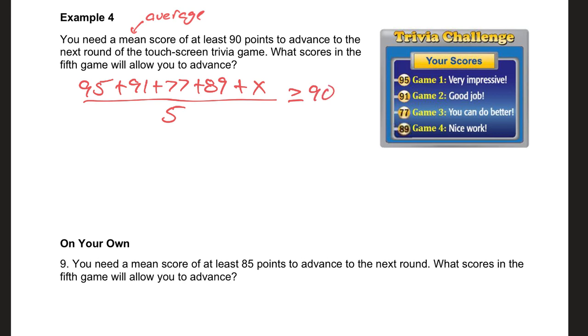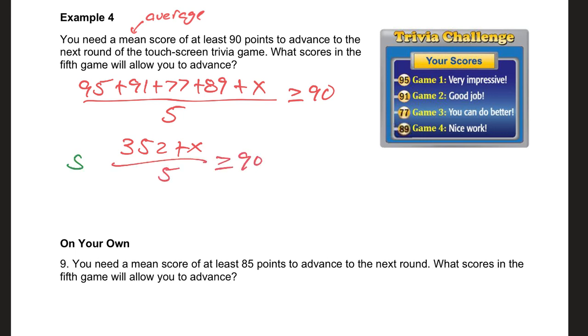So at this point, you're going to take that numerator and put that in the calculator, which you're not going to see or hear on the screen. I'm going to type in 95 plus 91 plus 77 plus 89, and I get 352 plus x over 5 is greater than or equal to 90.